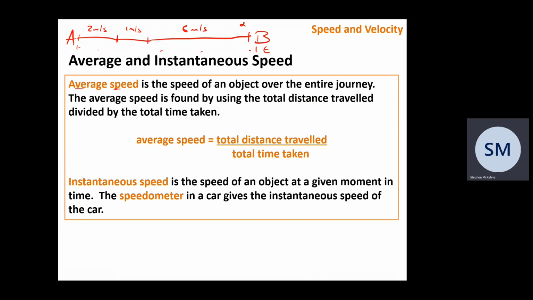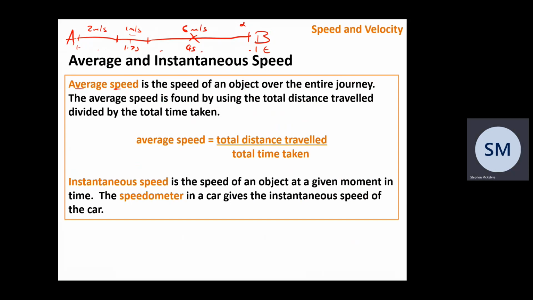Instantaneous speed is the speed of an object at a given moment in time. So if I wanted to just look at here, let's say, for example, that's 4 seconds or whatever. At 4 seconds, the instantaneous speed here would be 6 meters per second. Here at 1.7 seconds, the instantaneous speed is 1 meter per second.